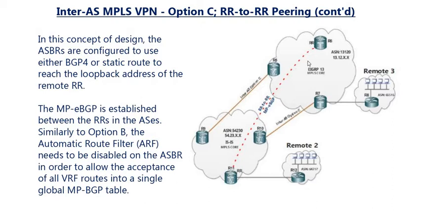After this has been achieved, there is need to also consider disabling the RT filtering. Remember in the previous video why we have to disable it? It is in order to allow the route reflectors to be able to take all VRF information from the remote ASs and maintain a single global MP-BGP table. That can allow them to reflect to the ASBRs and probably the P routers in that particular domain.